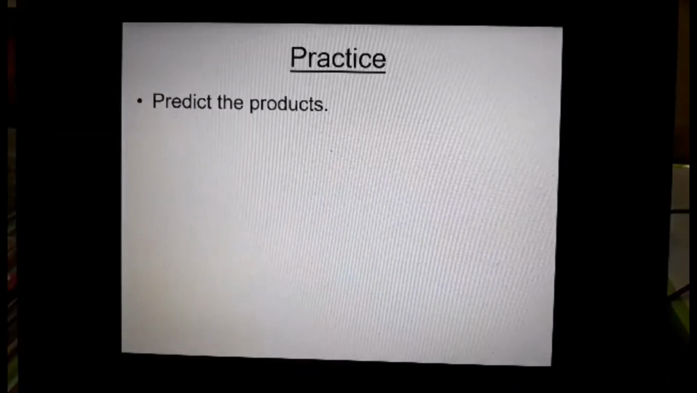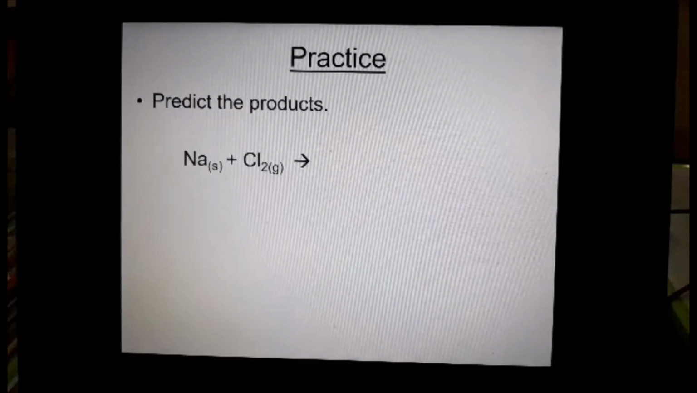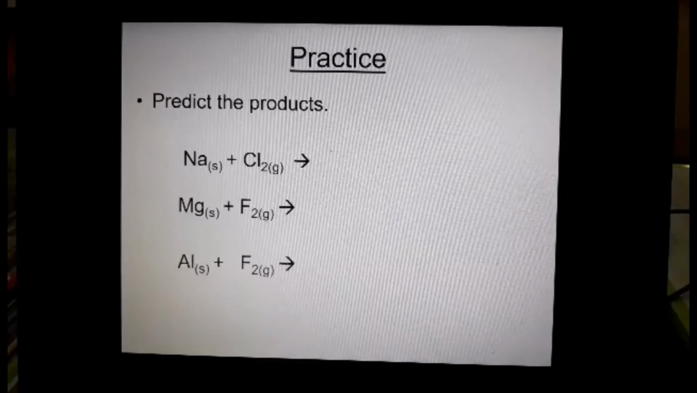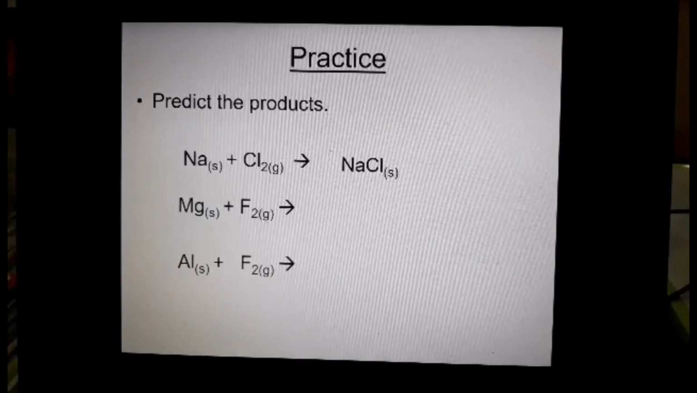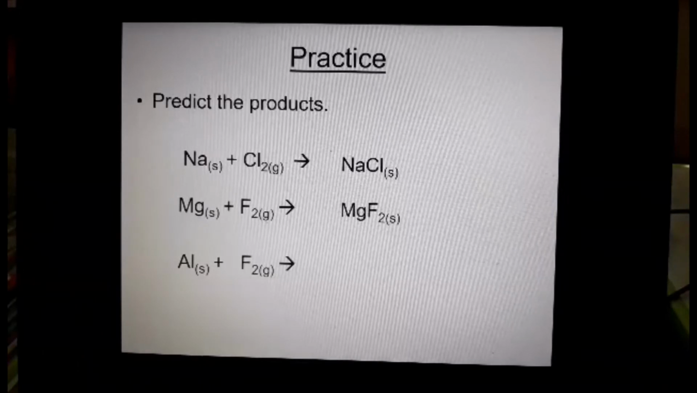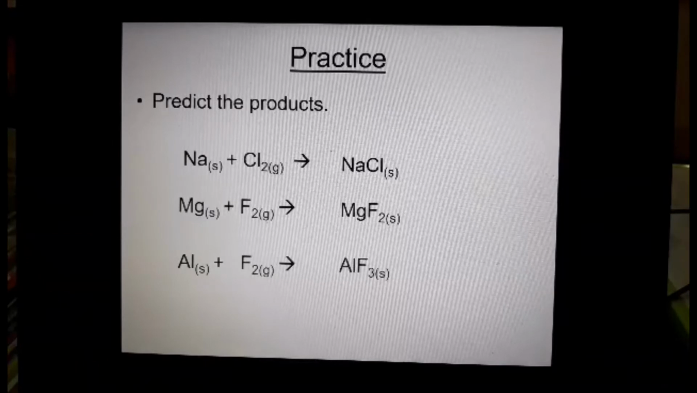So, let us try to predict the products. Na plus Cl2, what will be its product? Mg plus F2, and we have Al plus F2. Let us try to see, we have NaCl. And the second, Mg plus F2 gives MgF2. And the last one is AlF3.